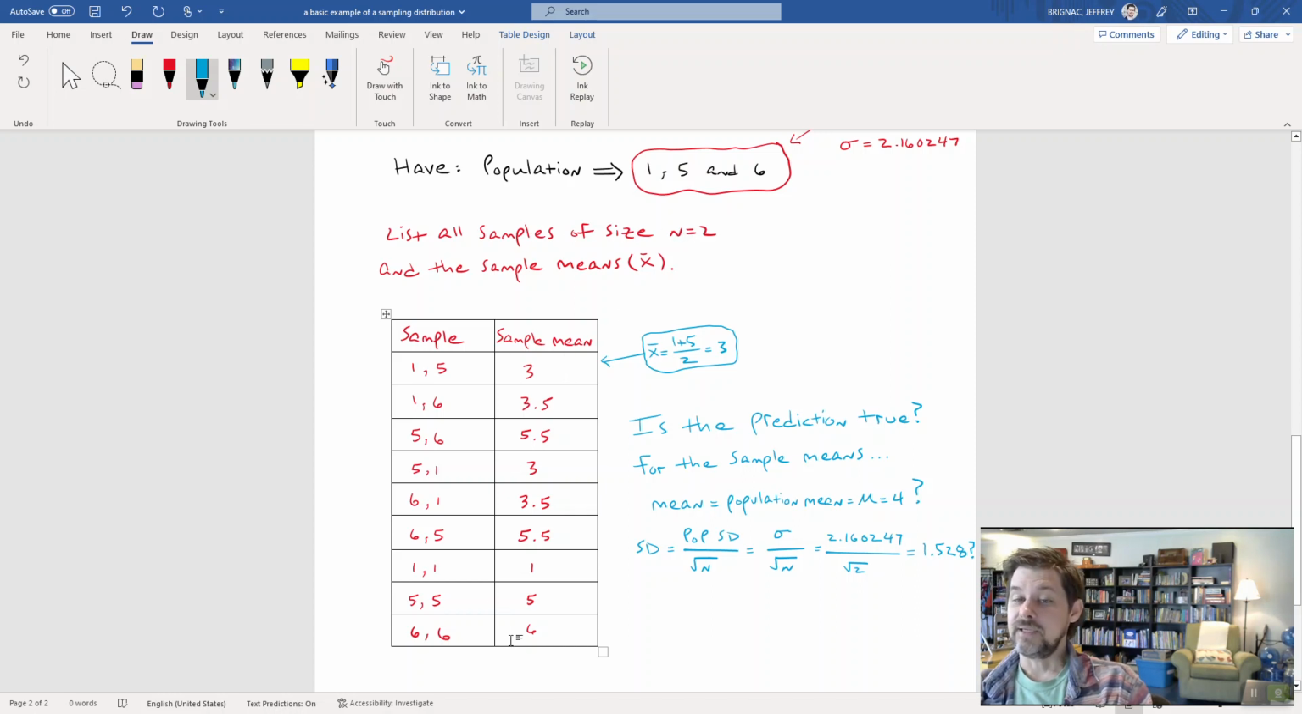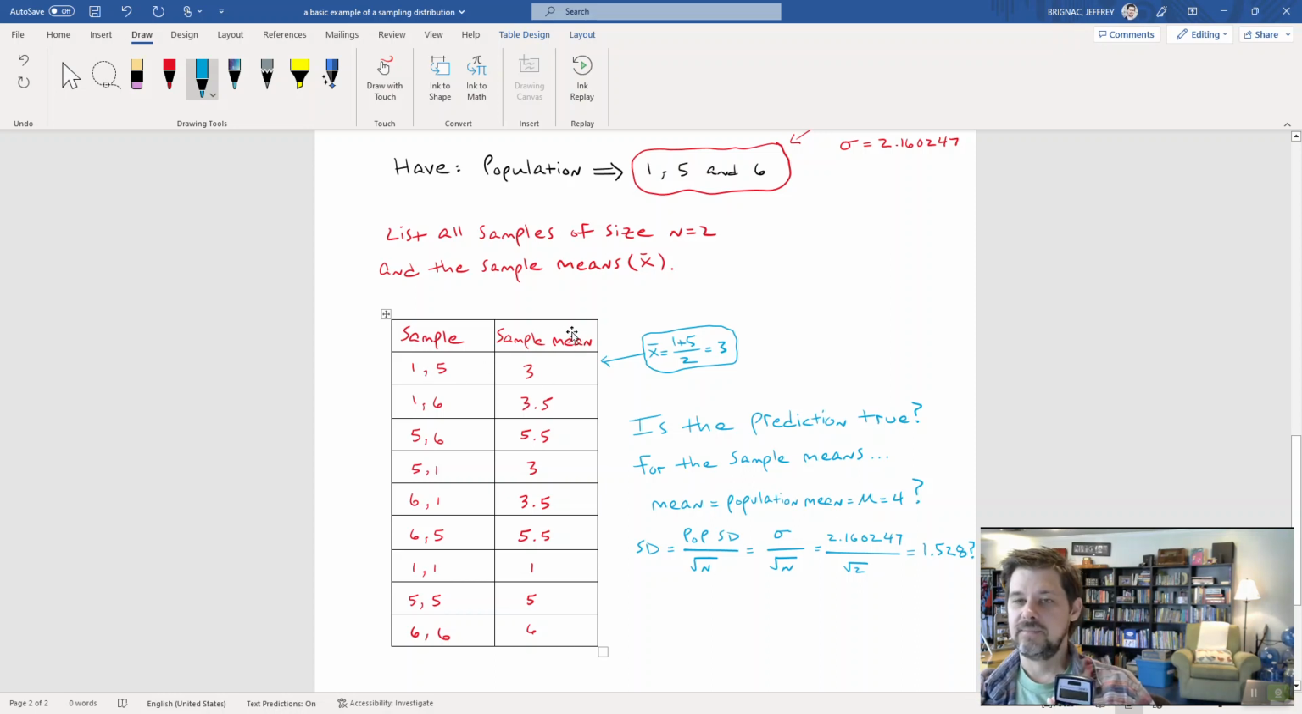Now the sample mean, okay, here's all the samples of size 2, every conceivable sample of size 2. What's the mean of the sample that has a 1 and a 5? Well, so here I use a handheld calculator to do it.